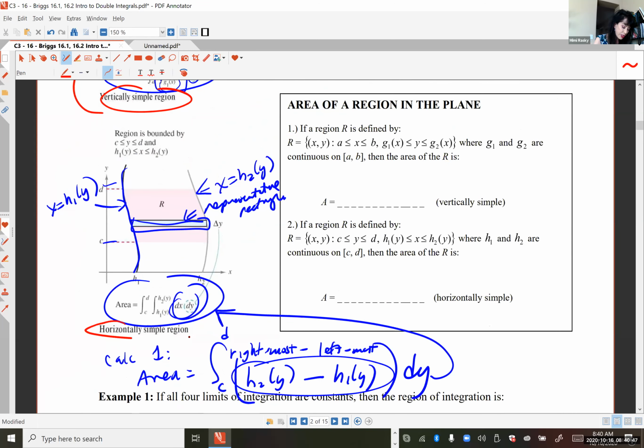If you're dealing with what's known as a horizontally simple region, that's this guy here, if you're going to draw your little man, you have to draw him where his head is to the right and his legs and feet are to the left.